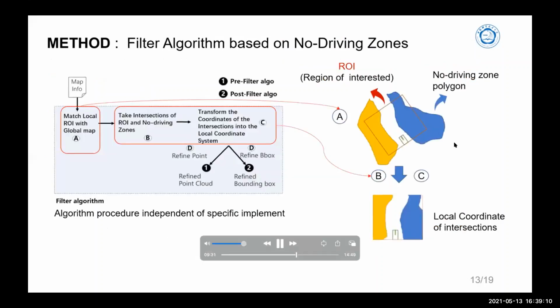Based on that model, we can design different algorithms to use map information. In this paper, we proposed a very simple filter algorithm based on the no driving zones. We define a rectangular area ahead of the ego vehicle as a region of interest, and then we take the intersections of the ROI and the no driving zone polygons in global coordinates. Then the intersections are transformed into the local coordinate system of the ego vehicle and used by the pre-filter algorithm to filter the point cloud or the post-filter algorithm to filter the bounding boxes.